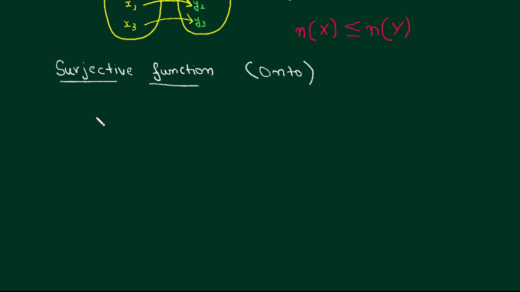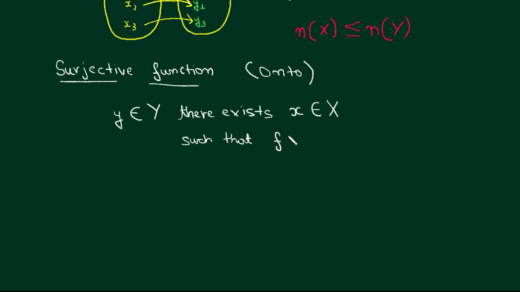A surjective function says that for every small y that belongs to set Y, there exists an x belonging to set X such that f of x is equal to y. This is just the opposite of what an injective function says.